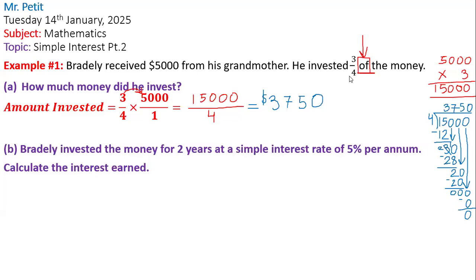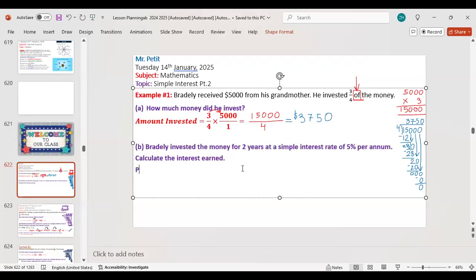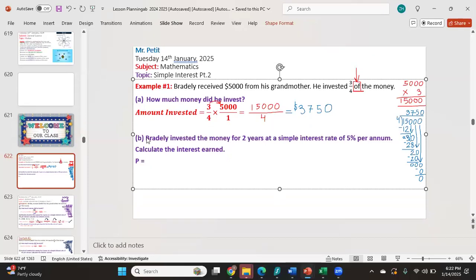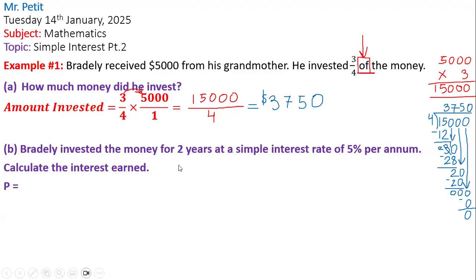So simple interest, put your answers inside the chat. We know that it's going to be for 2 years, simple interest rate at 5% per annum. Let's go ahead and write down our stuff. So what is the principal in this case? What is P? 3,750. You sure? Is it 3,750 or is it 5,000?